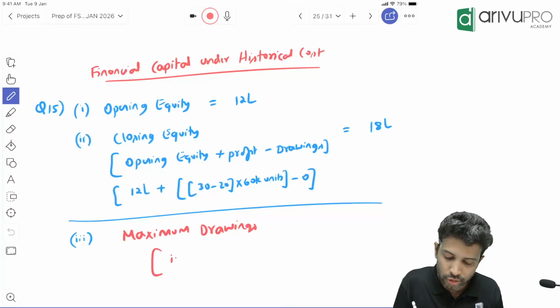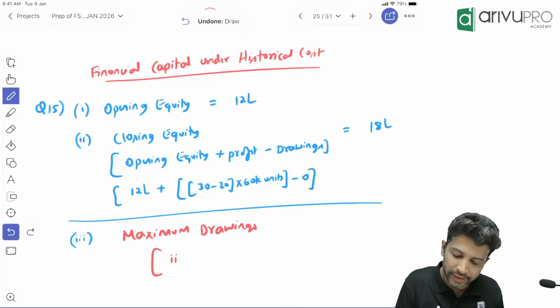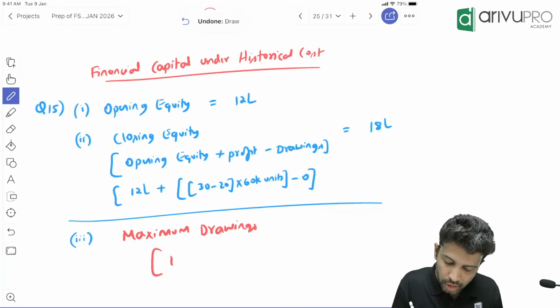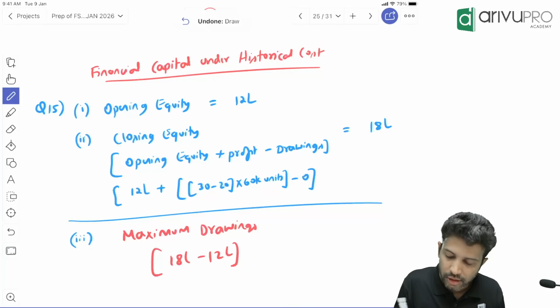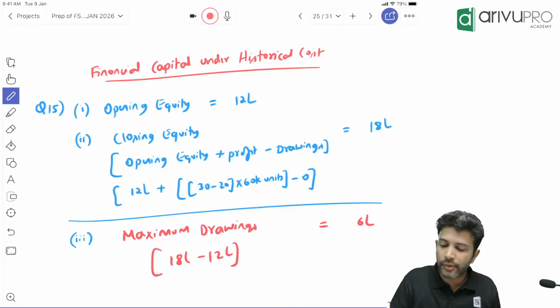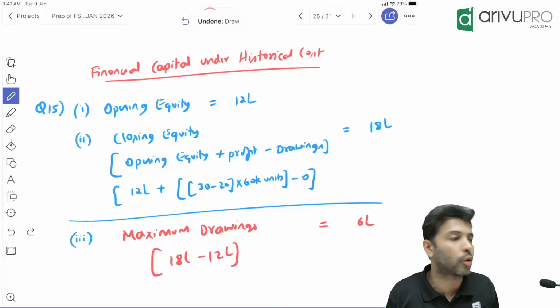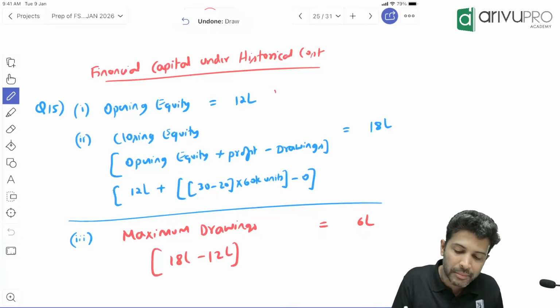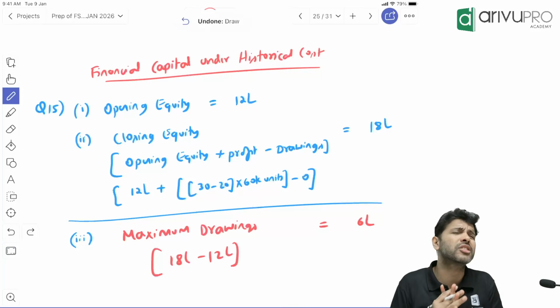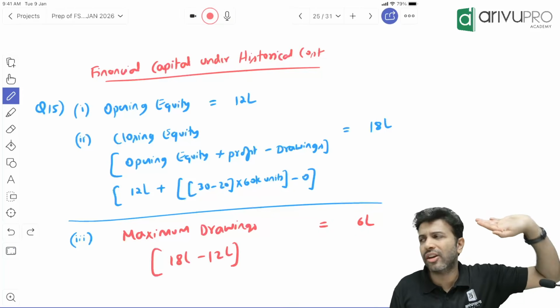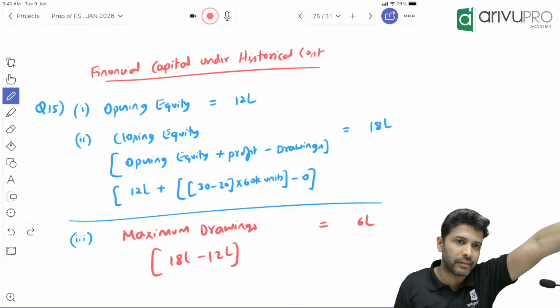Maximum drawings will be how much? So can I say it is 2 minus 1? Or maybe 18 lakh minus 12 lakh. How much is that? 6 lakh rupees. So from 18 lakh, if you withdraw 6 lakh rupees, capital will reduce and it will become how much? 12 lakh. And what is your opening capital? 12 lakh. That's what historical cost method says. Maintain your capital at opening capital level every year.